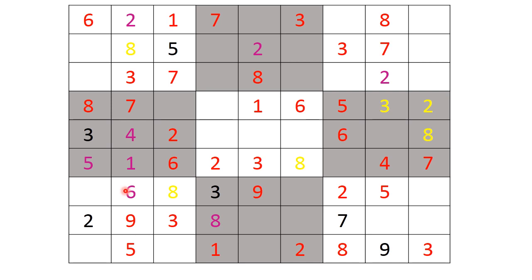Next is number 5. As I can't write 5 over here due to presence of this number, and even 5 is over here. So the only place I get to write 5 is this one. Next is 4. As 4 is present over here, I can't write it in this one, this place. So I'm gonna write 4 here, 4 here, and 1 over here.